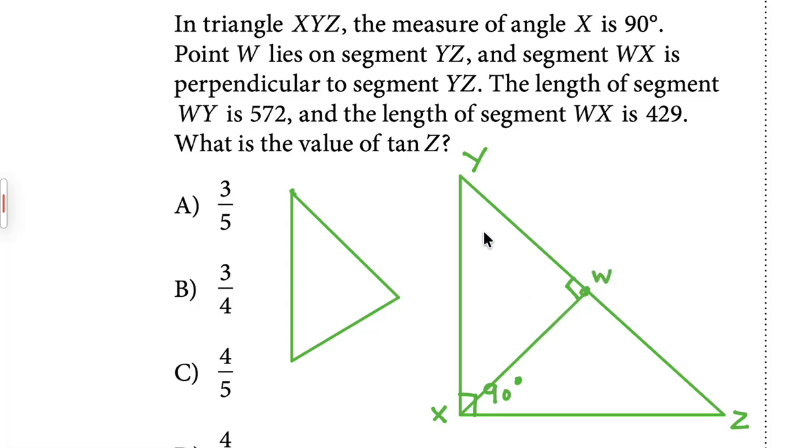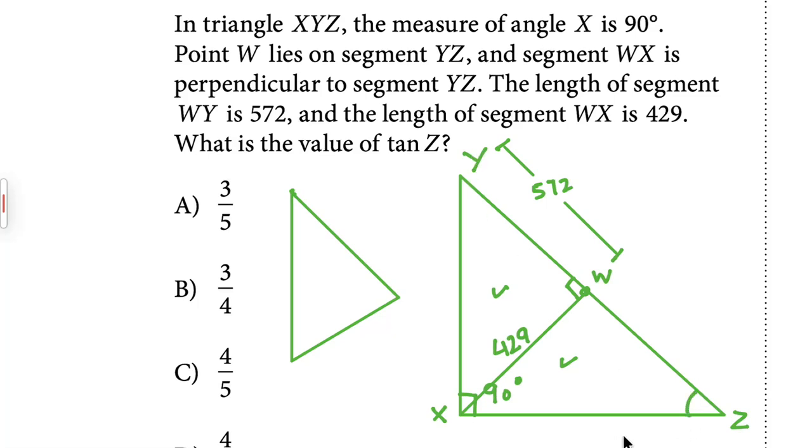Now we have three triangles. This smaller one, and the actual bigger one. Let's see what we can do from these. The length of the segment YW is 572. YW, this much. From here to here, this is 572. And the length of the segment WX, this one, the middle one, is 429. Okay. What is the value of tan Z? We have to find this.